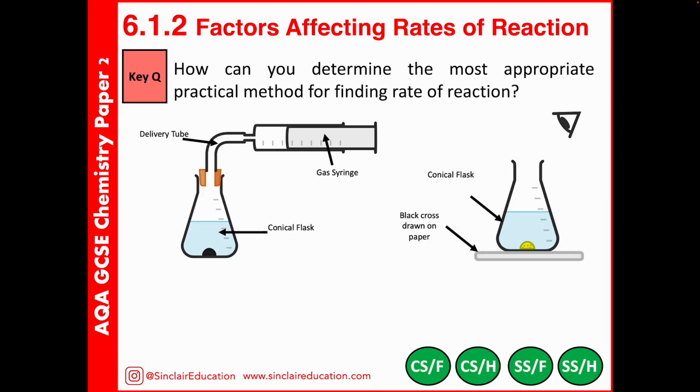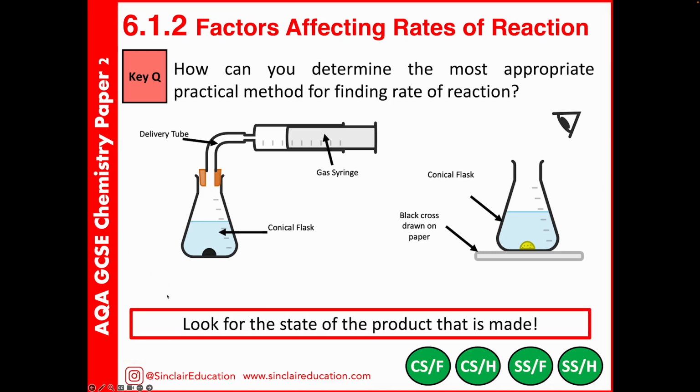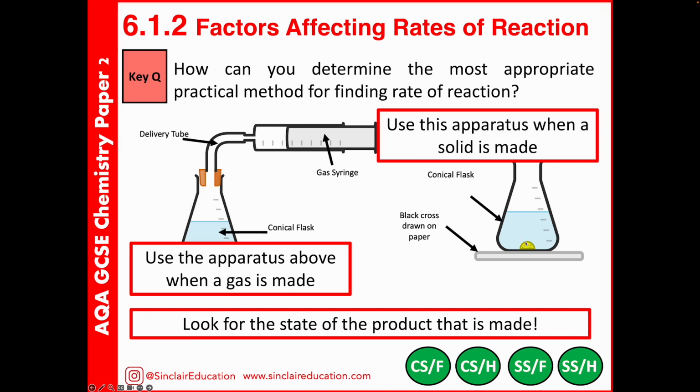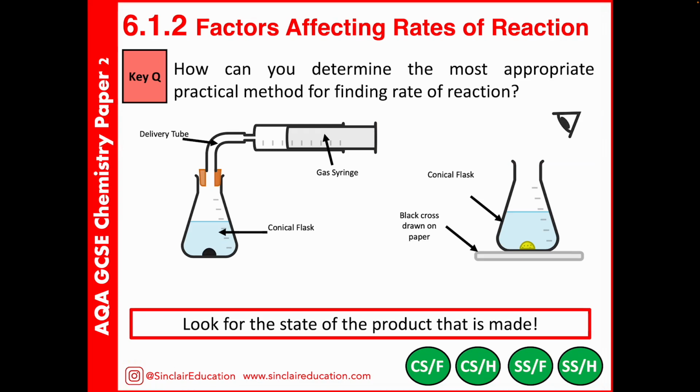So if you're trying to figure out which is the best method to use for a certain reaction, my advice is look at the products. If we're going to use our gas syringe method, you want to have a reaction in which a gas is being made. If we want to use our black cross method, we need to have a solid being produced that will form this obstruction so that we're unable to view that black cross. Note that an alternative method to anything with a gas is alternatively we can put this on a balance and measure the loss in mass. So that's an alternative dependent variable.